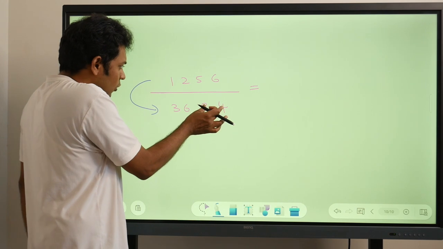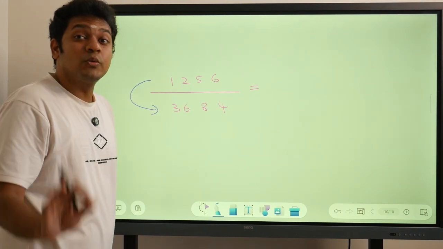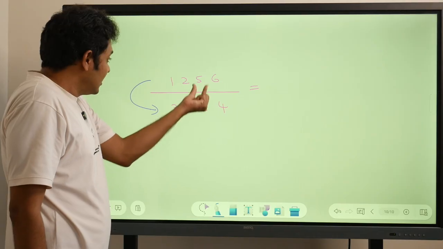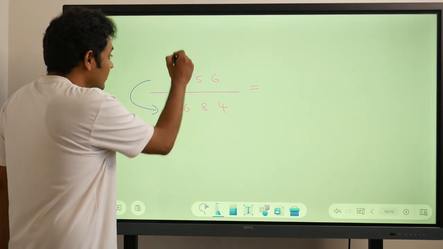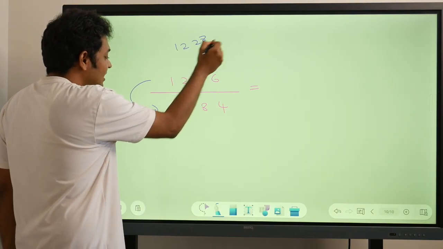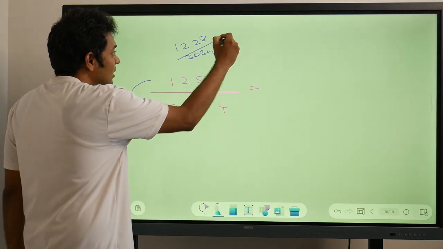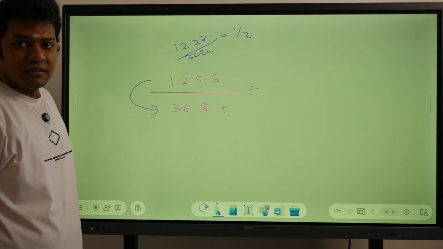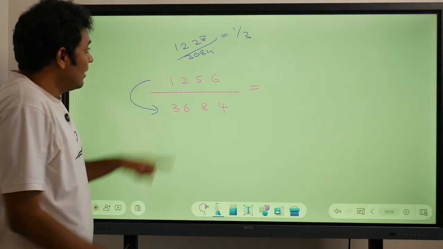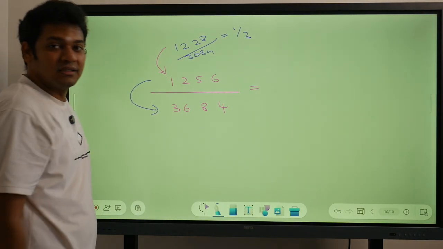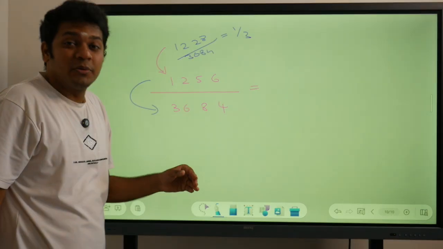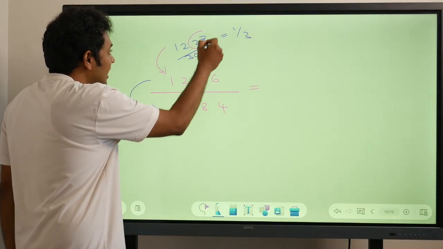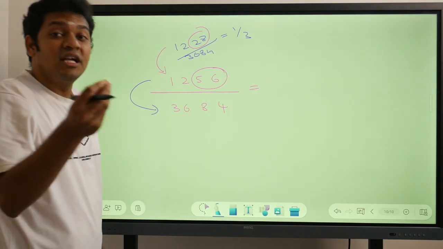Now 84. What is 1/3 of 84? Which is 28. So 1/3 of 84 is 28. But this is 56. So can I say 1228 divided by 3684 is nothing but 1 by 3? 3684 divided by 3, that is 1228. So I'm looking at a number that is more than 1/3. So my required percentage is more than 33.33%. How much more? Here I have 28, here I have 56. It is just 28 more.